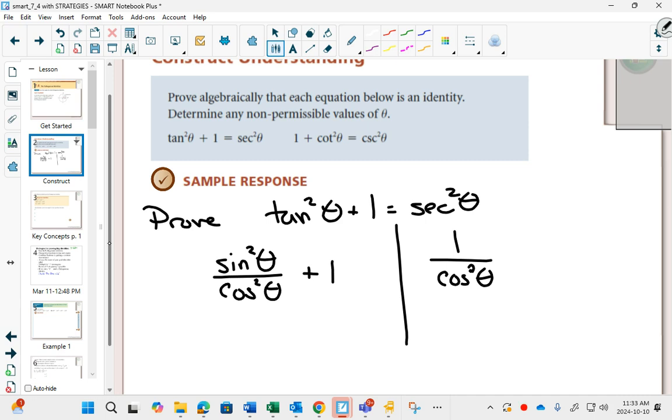So now I'm going to get a single fraction on both sides. Mr. Wachenko, please buzz your location.